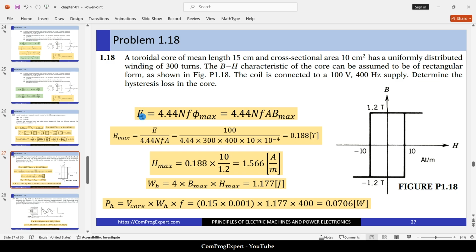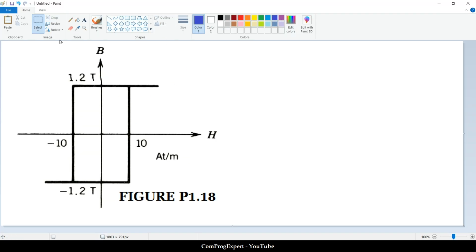So the RMS value of the voltage is equal to 4.44 N phi max times the frequency. From this equation, you can calculate the maximum value of the B. The maximum value of the B is equal to E divided by 4.44 NFA. And if you replace the numbers in this equation, we will have this number, 0.188 Tesla. But here we have this hysteresis loop. So how can we solve this problem?